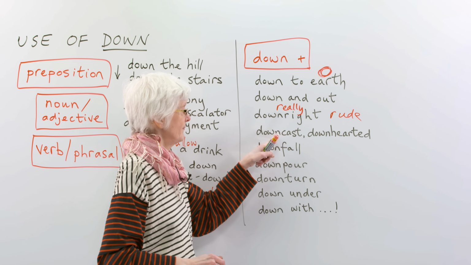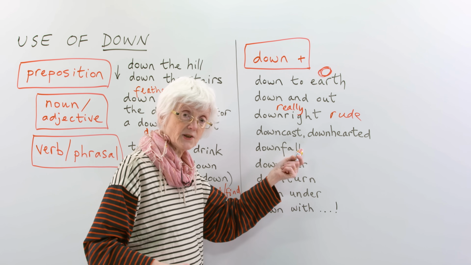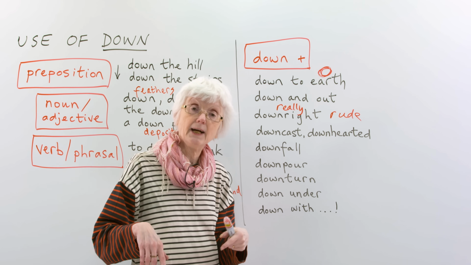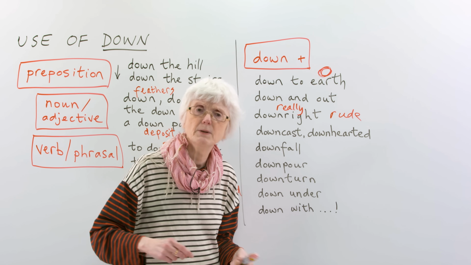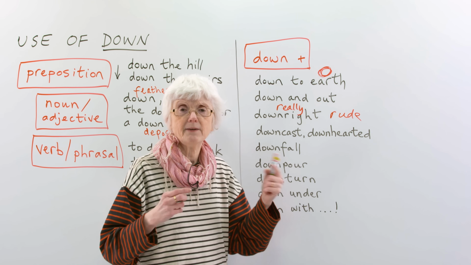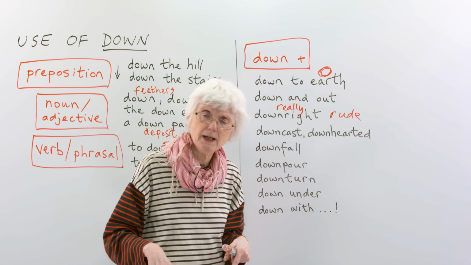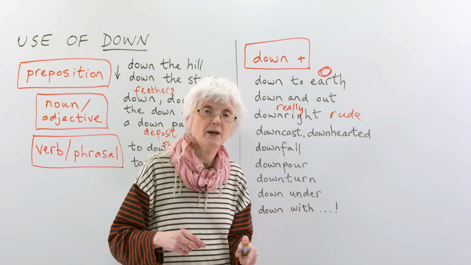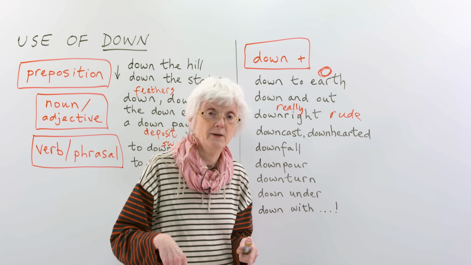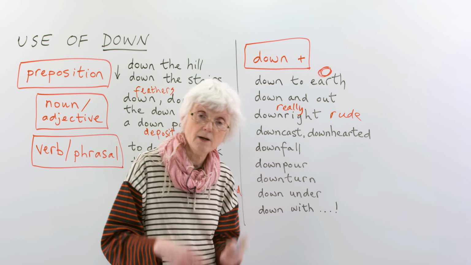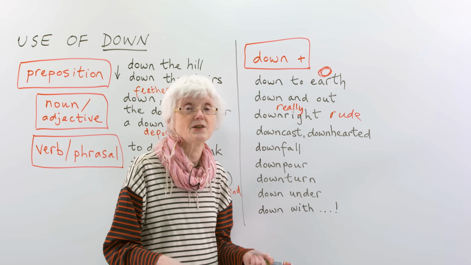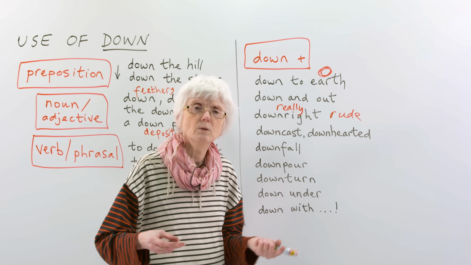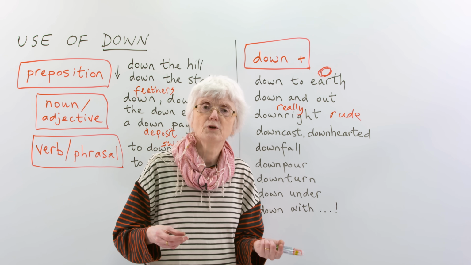Okay, so if you're downcast or downhearted, you're feeling sad, pessimistic, maybe things have not gone well, you've had a bad day. At the end of the day, you think, oh dear, that was a terrible day. Nothing went right. I feel so downcast, so downhearted. You feel no optimism for the future.